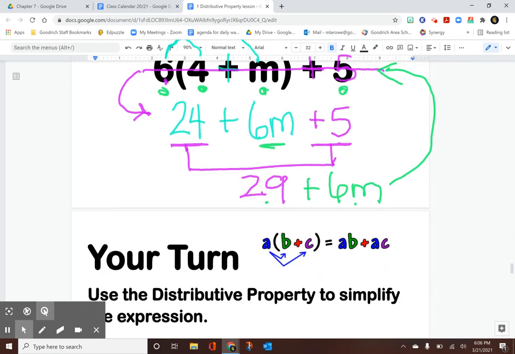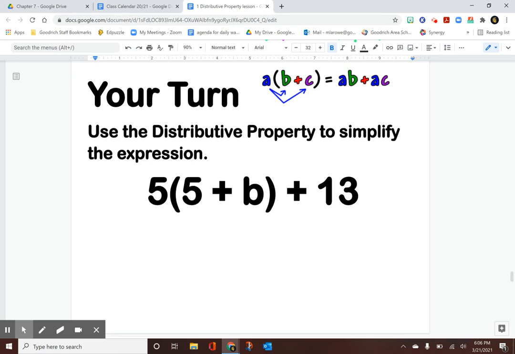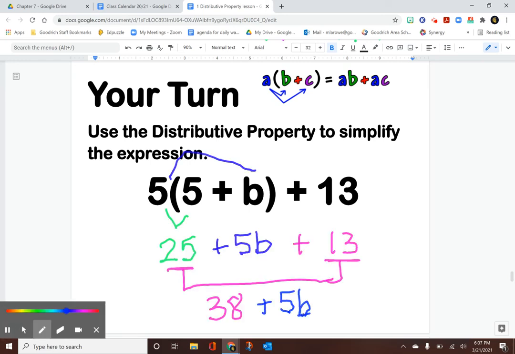We'll give you one that's a little bit more complicated and see if you can use all the different ways of simplifying to make the problem a little bit simpler. Start off with distributive property. So the distributive property would have gotten you from 5 groups of 5 plus b down to 25 plus 5b's. 5 times 5 gives you the 25, and 5 times b gives you the 5b. But we also have this extra 13, so kind of throw that on the end of the expression.